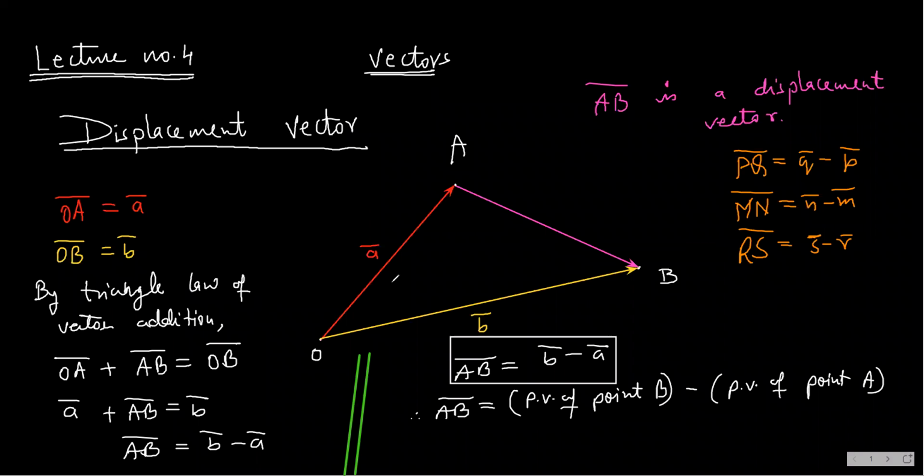After the displacement vector, the next point we will take is vectors in two dimension. We are going to now do vectors in 2D. 2D is two dimension. Two dimensions.